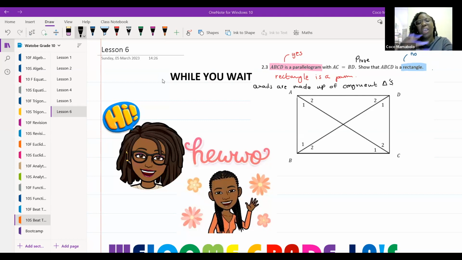Quadrilaterals are made up of congruent triangles. Most of them are. The irregular ones, not so much, but these regular ones like your rectangles and your parallelograms and your kites, they are normally made up of congruent triangles. So we're going to look for the two congruent triangles that we can use in this particular example to get to the answer we want. So I'm going to map them out like this. I'm going to go triangle A, D, B.